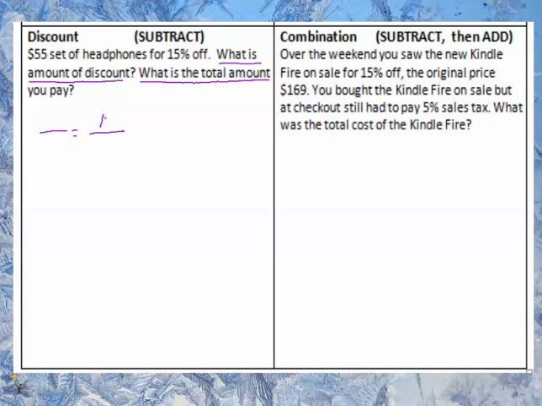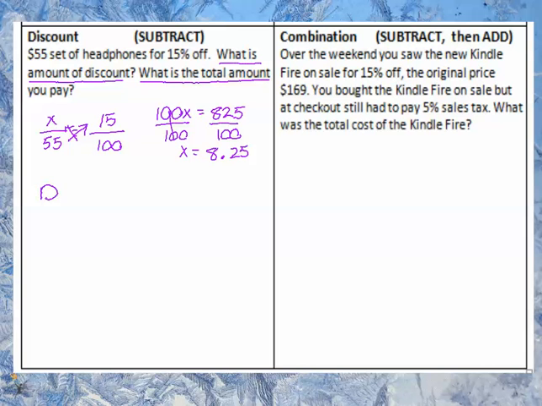Percent over 100, so 15 over 100. And I know the whole cost of the headphones is $55, but I don't know how much I'm getting off. The 15%, I don't know how much money that is. Cross multiply. 100x is equal to 55 times 15, gives me 825. Then divide by 100 on both sides. And I have x is equal to 8.25.